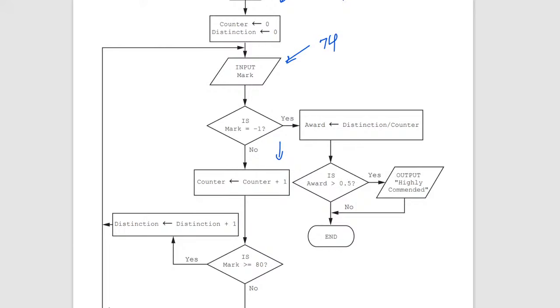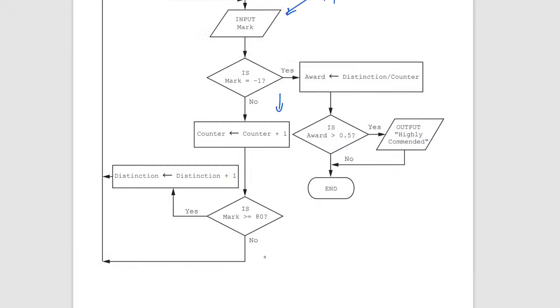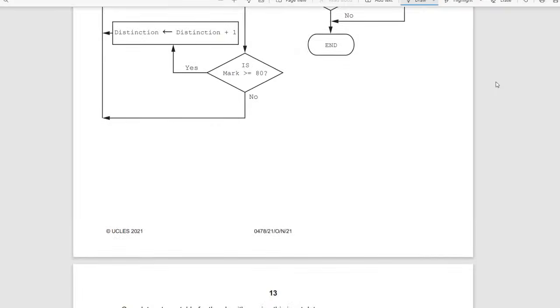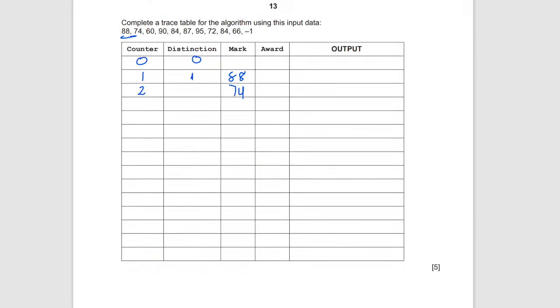Okay, is mark greater than or equal to 80? No, it's not. So you go all the way back up. So nothing happens to the rest, nothing happens to that, so we can skip that. Okay, we move on to the next input.